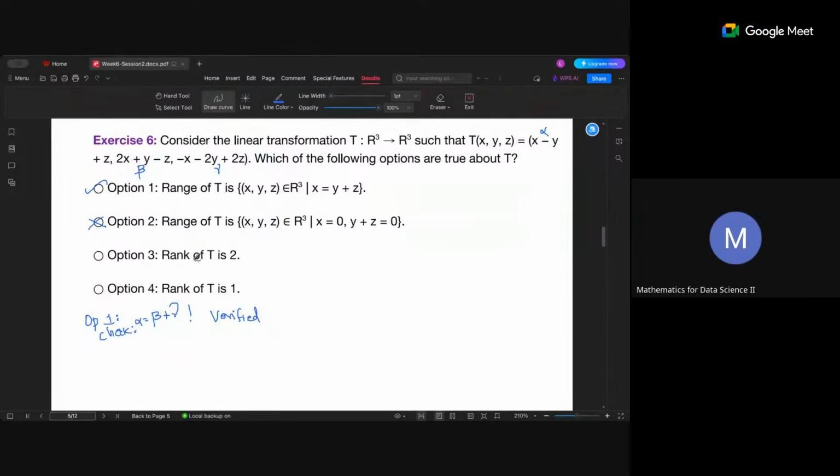Okay. And what about rank of T? So this is the range. If this is the range, then what is the dimension? 2. 2, right? Because you have the set of all y plus z comma y comma z. So obviously, the dimension is 2. Is it clear for everyone why the dimension is 2? Yeah? All right. So rank is 2 and not 1.